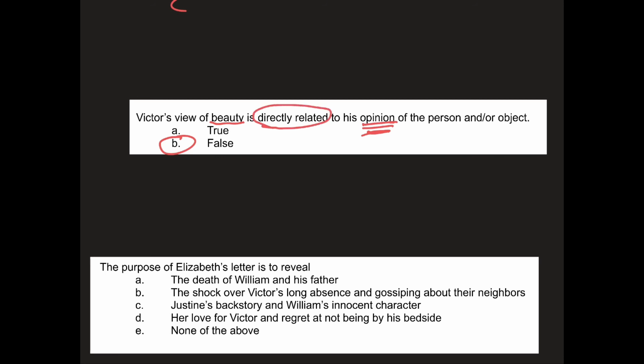This is a little too strong a wording here to say it's directly related to. It may be indirectly, but directly is like using one of those qualifiers where you say all of this or none of these. Okay, it's too big a generalization to be able to be a true statement.